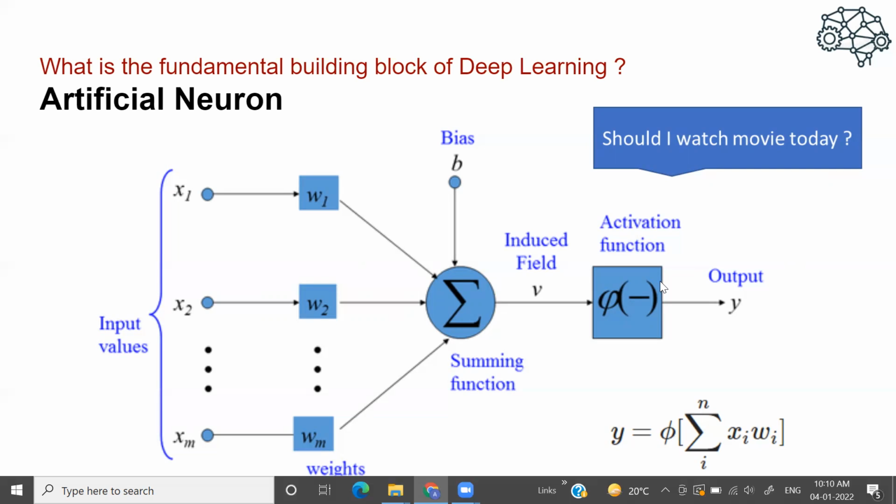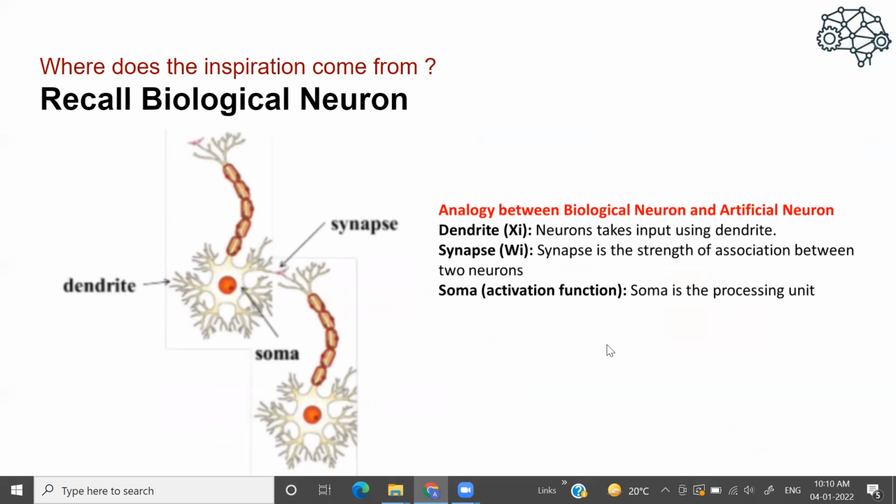We have to come up with a way so that these neurons can interact with each other and create some sophisticated system, right? We also saw how we make a decision, like whether I should watch a movie or not, with the help of the artificial neuron. And we also briefly touched on the mathematical intuition behind this, right? We related it with the biological neuron, and we laid out the analogy between the terms of the biological neuron and the artificial neuron.